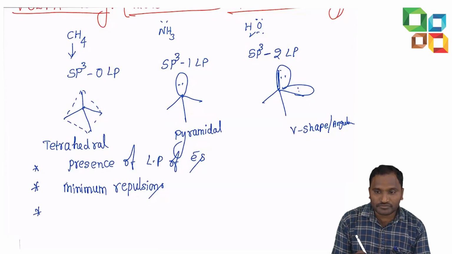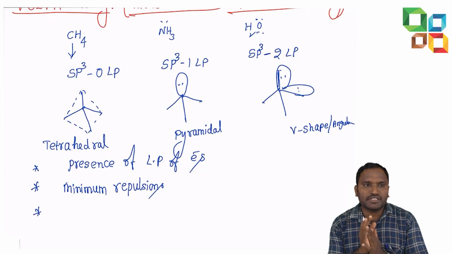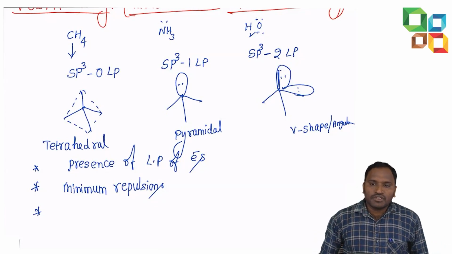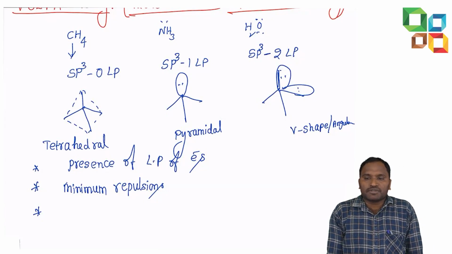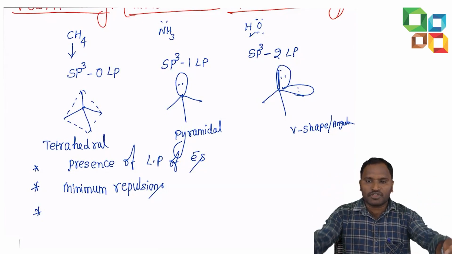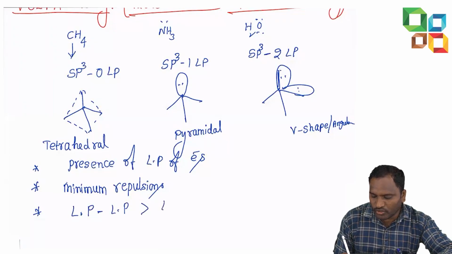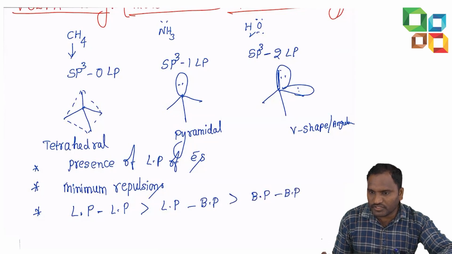Next one. I told you lone pairs and bond pairs must be arranged in such a way that the repulsions are minimum. So how will you know in which case repulsions are more and in which case less? For that, I am giving one order. Lone pair-lone pair repulsion is greater than lone pair-bond pair repulsion. Lone pair-bond pair repulsion is greater than bond pair-bond pair repulsion. BP means bond pair.